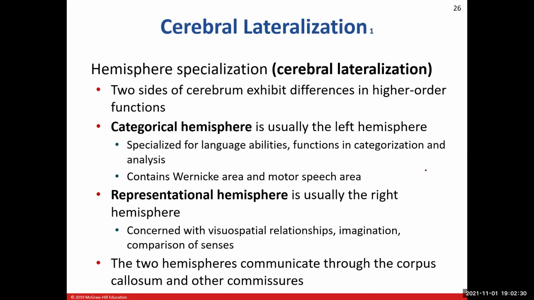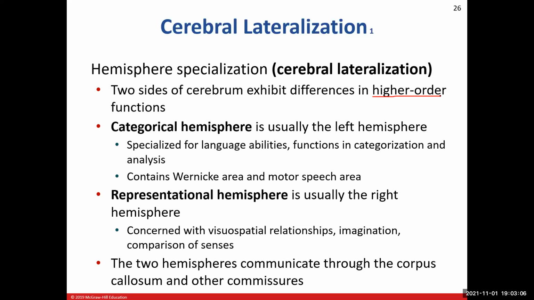All right, I told you we were going to talk about this phenomenon here, this cerebral lateralization. So let's do it. Basically, how one side of your brain, one of your hemispheres, has a specific type of specialization. And that's what we're going to see here. When we talk about this hemisphere specialization, we're referring to our higher order functions.